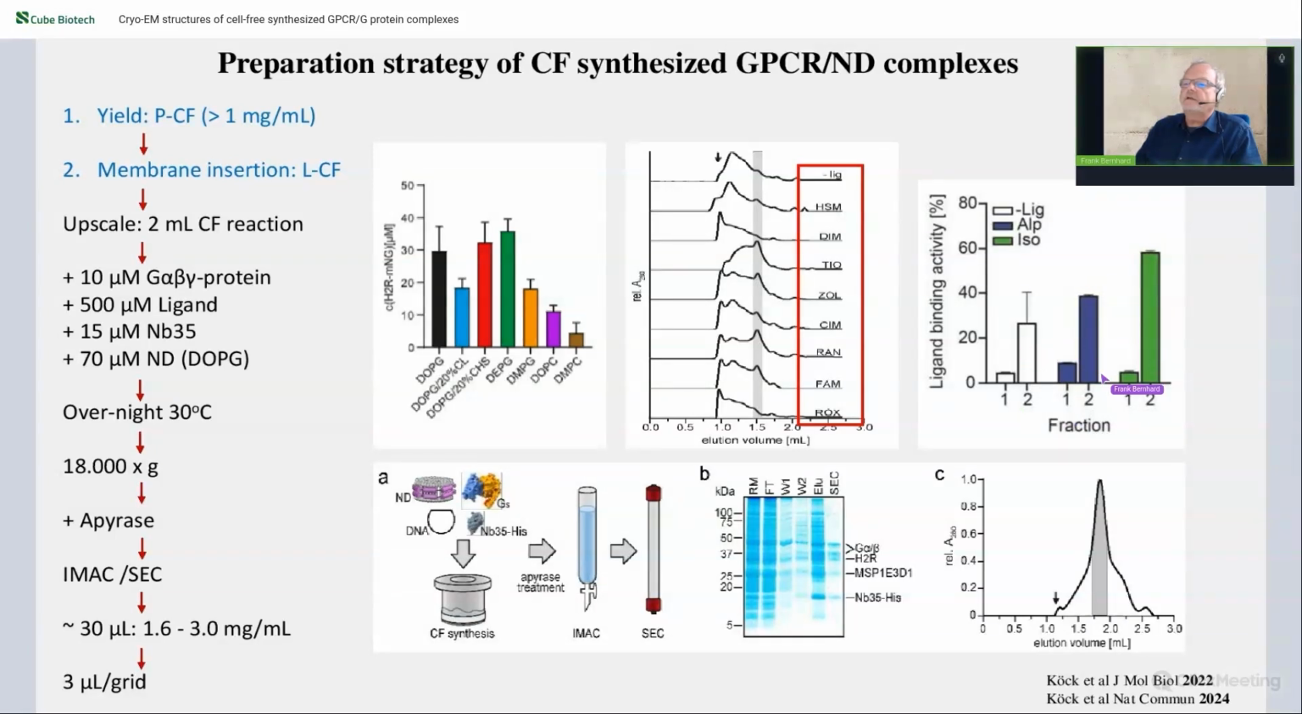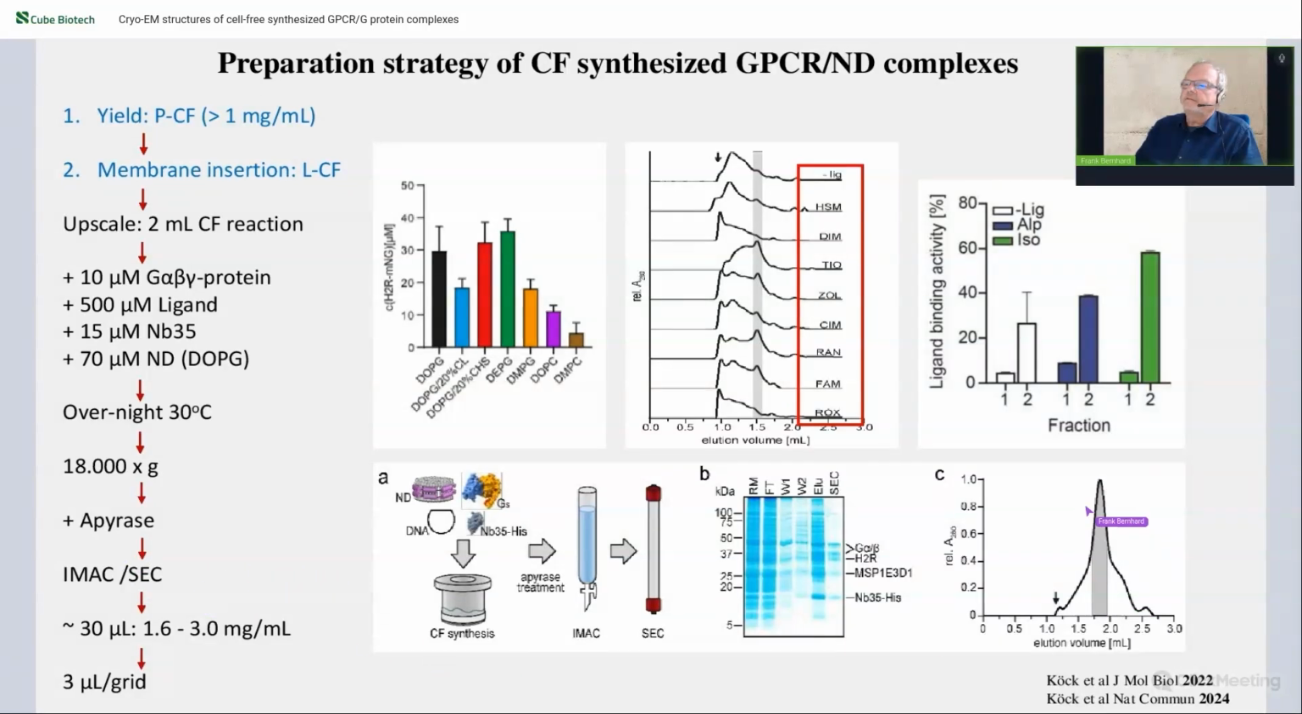If available, you can further check in this fraction of completely integrated GPCRs what is the amount of ligand binding activity if you have a radioassay on hand. And then you can go ahead, upscale to a few milliliter of cell-free reaction, which is usually not a problem. You add the compounds you need for the complex formation. And then overnight incubation, next day you make a purification based on the strep tag or his tag, size exclusion.